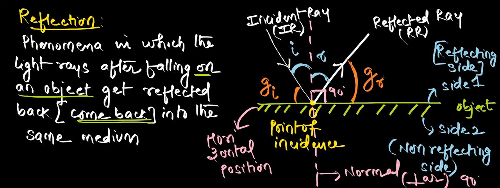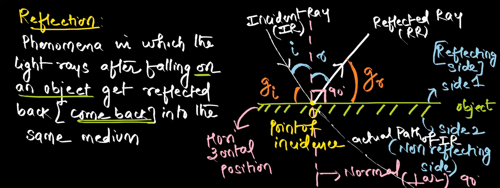Now, just tell me one thing. If there is no object, what could be the direction of incident ray? Will it take any bends or will it go straight? It will go straight, ma'am. So I can say that this is the path if there is no object, right? So this is called actual path of incident ray. That means if there is no obstructor, if there is no mirror, it could have gone in the same path.